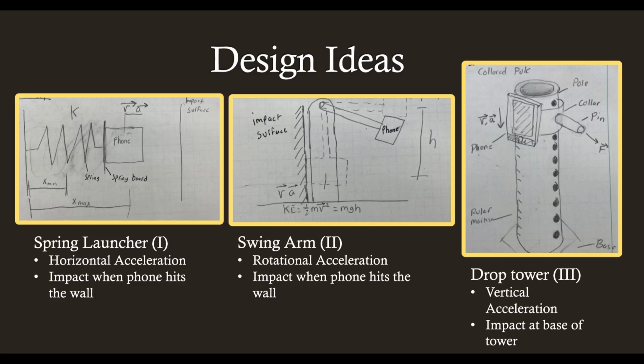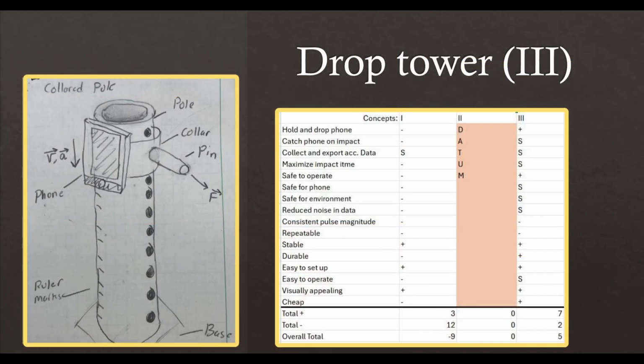The drop tower has the phone attached to a collar and fixed in place with a pin. Once released, the phone falls due to gravity and makes an impact with the ground. We decided to choose the drop tower over the spring launcher and swing arm because of its safety, reliability, consistency, and its ease of use compared to the other options. The spring launcher was very unsafe and inconsistent and would not provide good results. The swing arm was much harder to build, much more expensive, and would have been more complicated for novice users. Ultimately, we decided that the drop tower would be the best and most fruitful design.